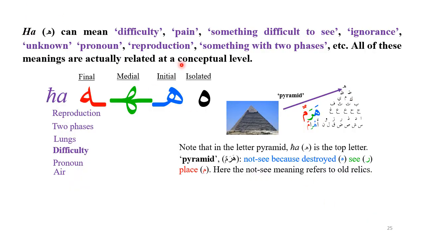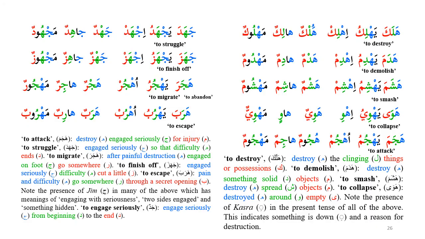Now, ha means difficulty, pain, something difficult to see. So you will notice the ha is present at the top of the letter pyramid, which is haramun. See, haramun makes sense, ha at the top, right? And not see. This haramun means pyramid, so not see because it is destroyed, halaka or gone, right? Hadama, and then see Ra'a, and Mim is placed. So you see, it's describing the pyramid as something like an old relic.